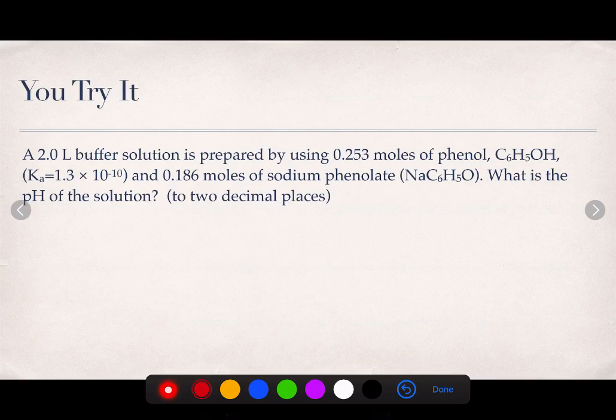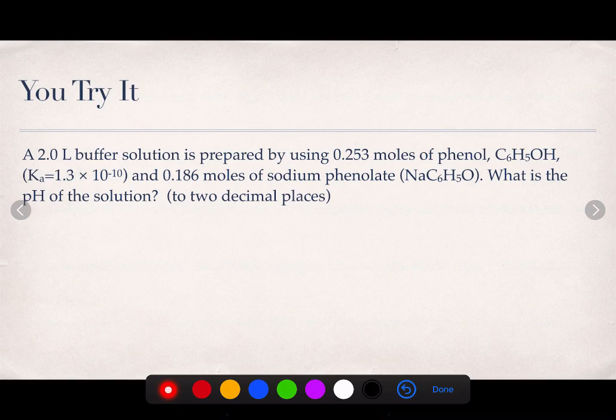Here's another problem to try. This time we're going to take a buffer solution using phenol, C6H5OH, and sodium phenolate, which becomes a source of conjugate base, and put those two into a solution and see what the pH is. And for this, we're going to be using the Henderson-Hasselbalch equation. Now, the first thing we want to do is just make sure that we actually have a buffer solution, even though the problem tells us that.